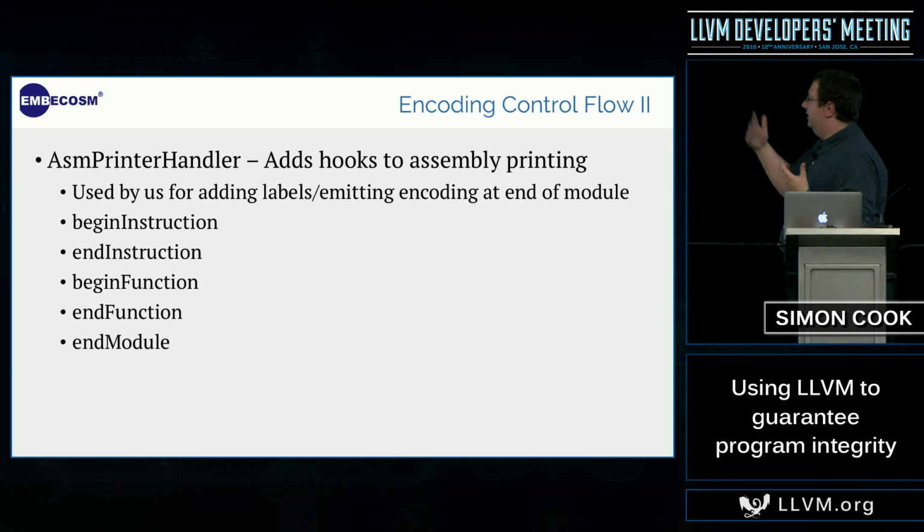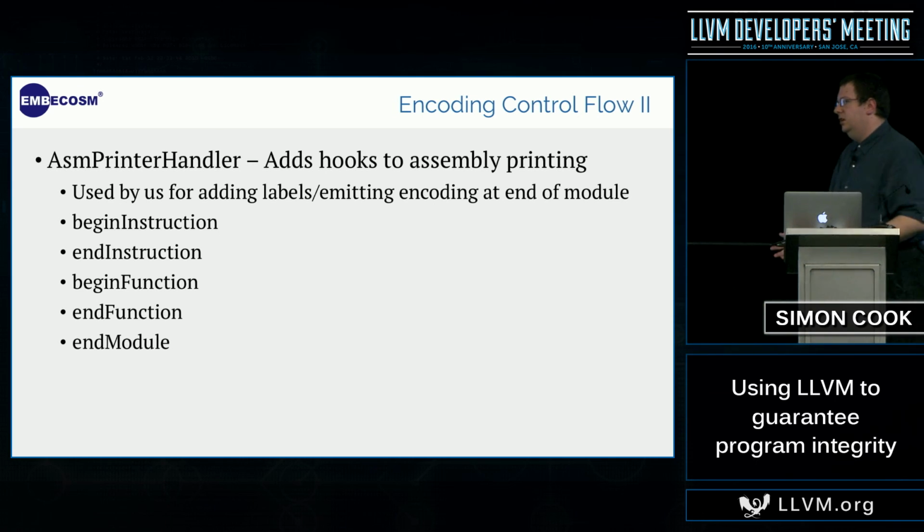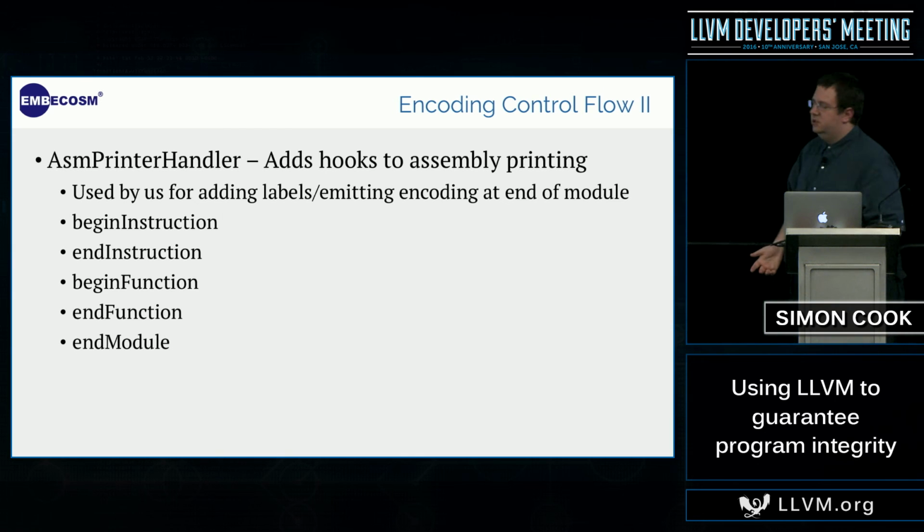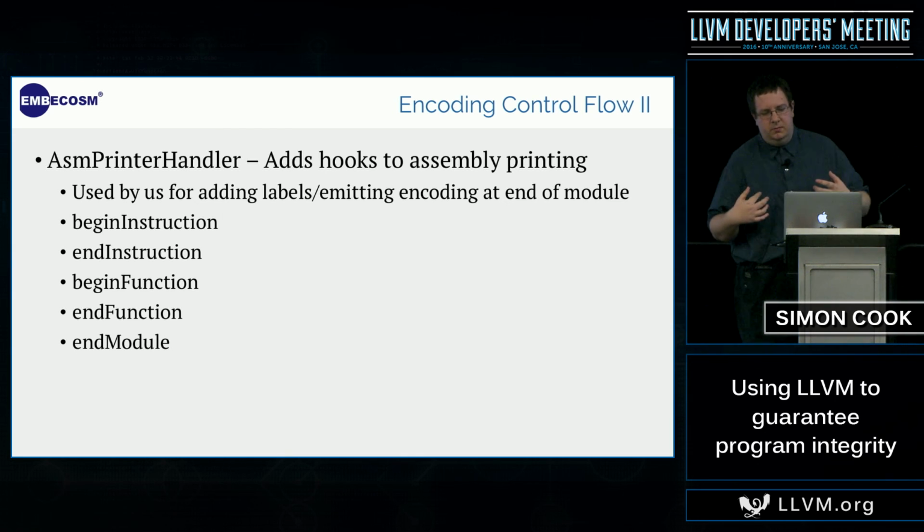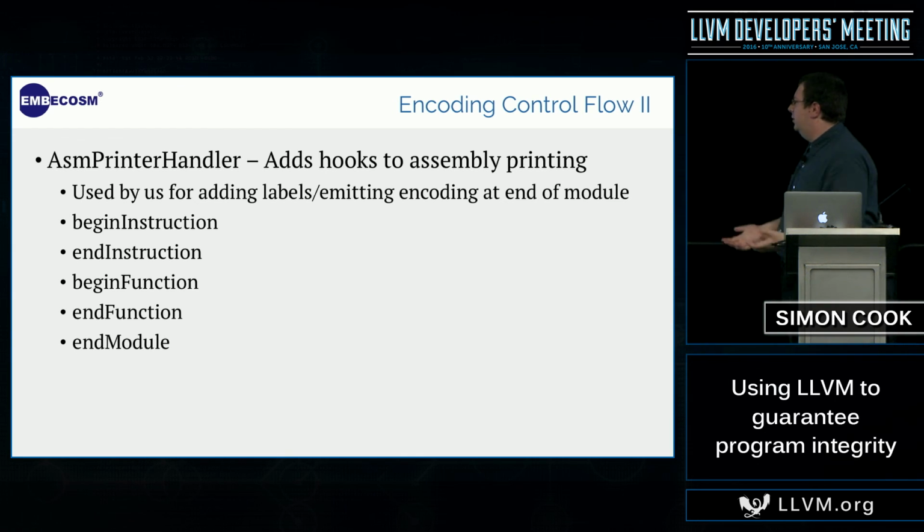By the time this is completed, we've emitted an object or assembly file, and it has this debug secure section at the end that holds the control flow of our function. So now we've got to this stage, how do I use this information to make this hardware do its thing?